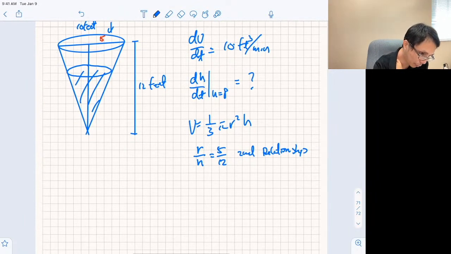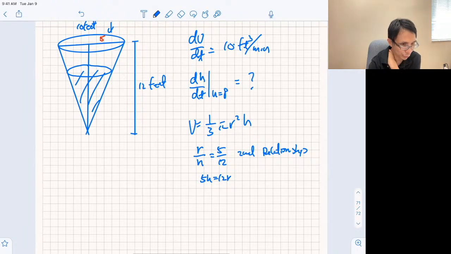Can I figure out what 5h equal to 12r is using cross multiply? And what do I want to solve? Do I want to solve for r or h in this case? What was the problem asking for? Well, the problem is asking for dh/dt. I want to solve for h.